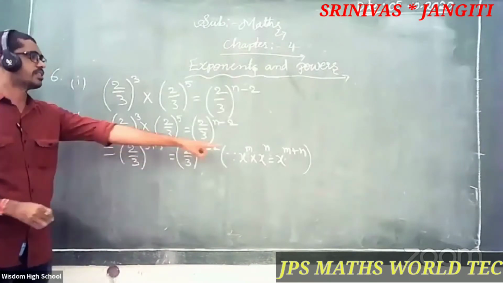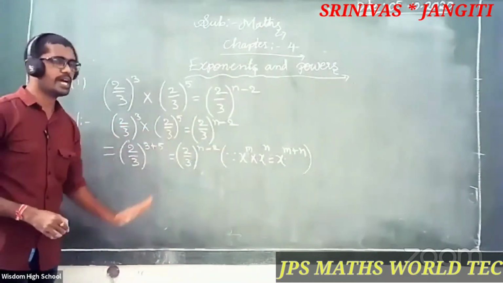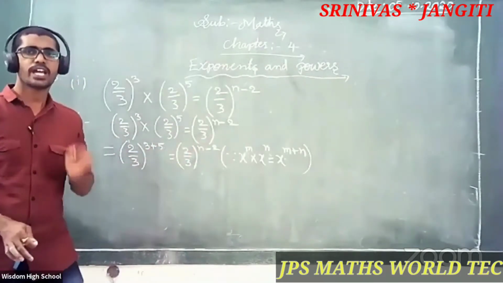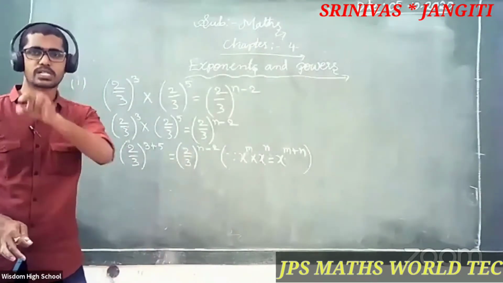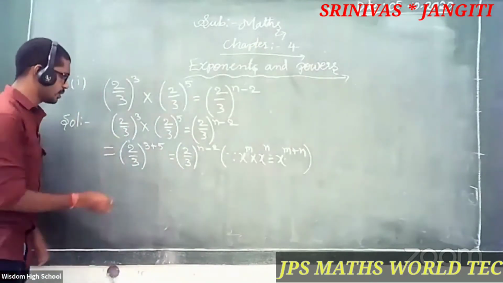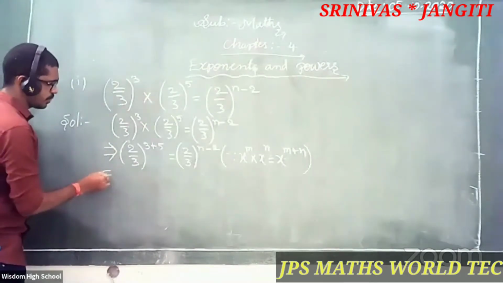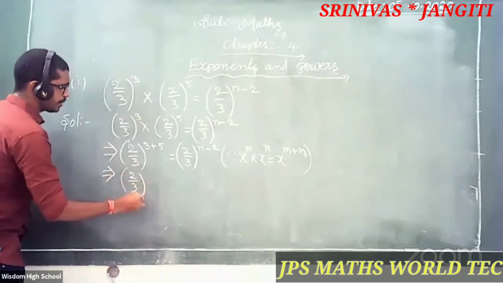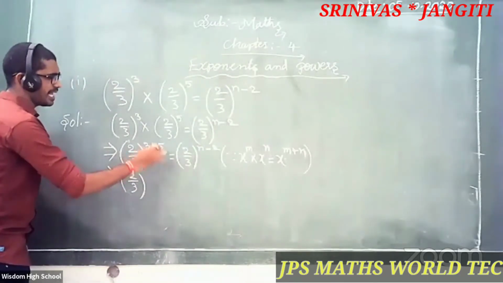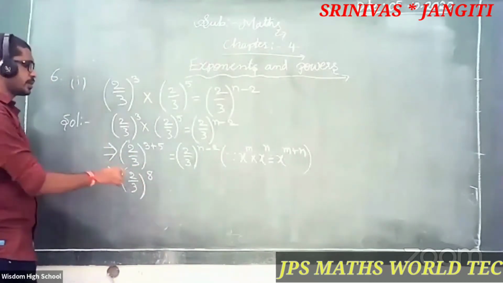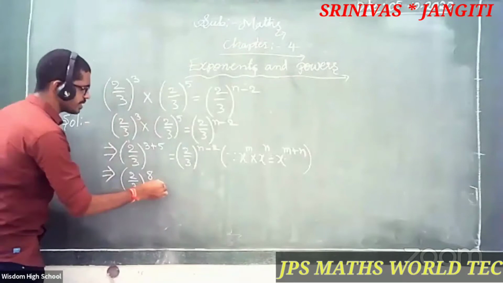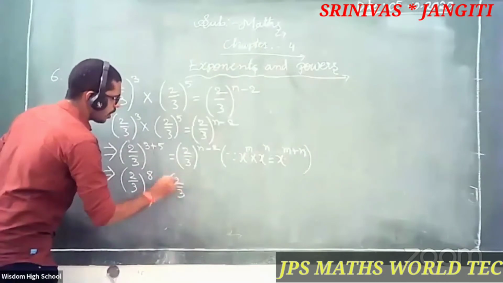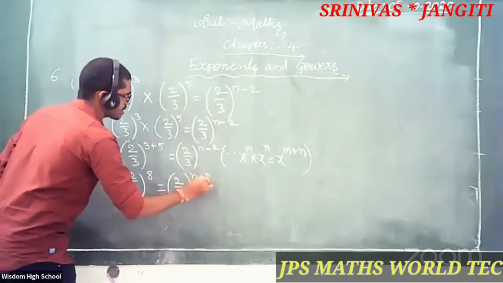Why here plus? The reason you understood? x to the power of m into x to the power of n is equal to x to the power of m plus n. That's why. It's clear, friends? Very good. Let's come here. Then the result: (2/3) to the power of 3 plus 5, what is here? 8. That's why (2/3)^8 is equal to (2/3)^(n minus 2).